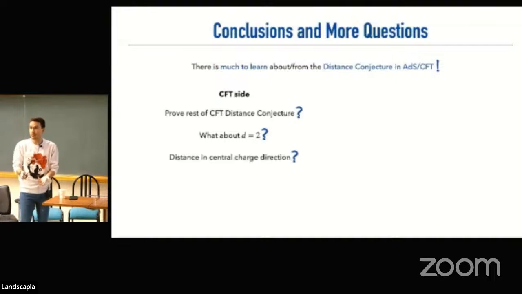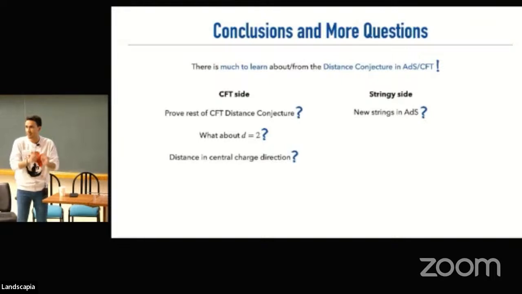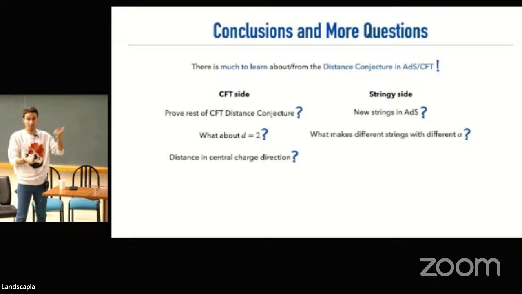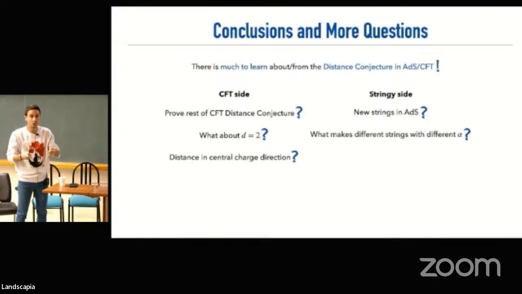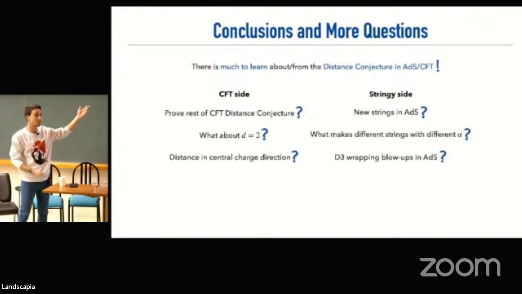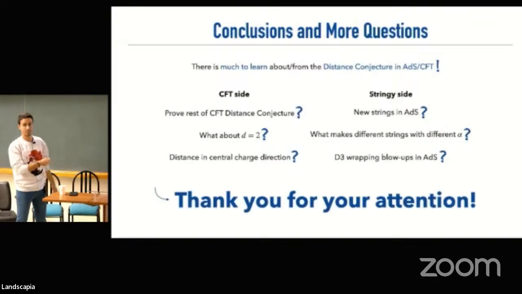Can you define a distance in the central subdirection? Because I said that this is what I was missing in order to get everything from the CFT. It would be nice to have it. And from the stringy side, one can ask whether there really exist new strings in the AdS, and what makes different strings with different alpha different, what are they microscopically? And what about these D3 branes wrapping the cycles of the blow-up in the AdS? Are they really strings that will give me an infinite tower of high spin fields, or is it something different? Okay, that's it. Thank you for your attention.